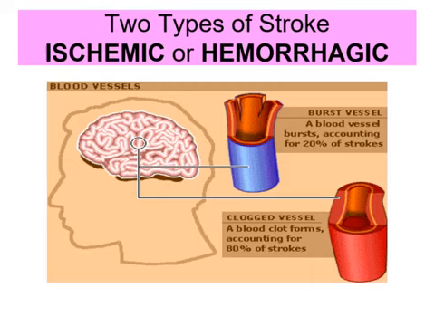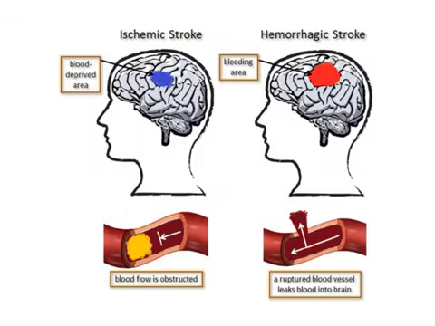Hemorrhagic is either from an aneurysm, which is a weakness in the blood vessels in the brain, and that weakness balloons out on the blood vessel. I have a better picture in a minute, and it fills with blood and can burst. Or from hypertension, which is elevated blood pressure. I like pictures, so there's going to be a lot of pictures.